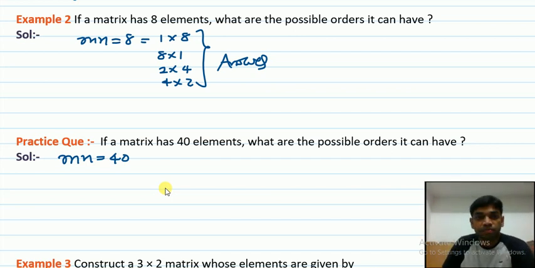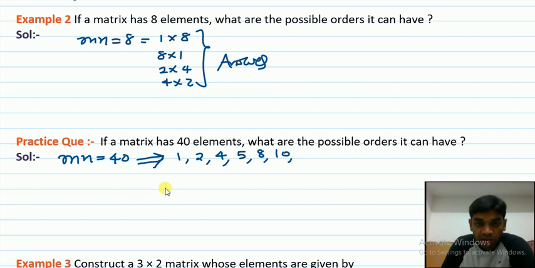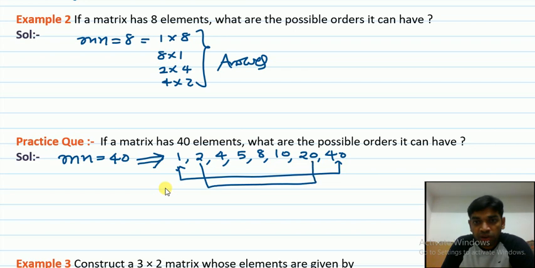So to find the answer, we can find the factors of 40. 1, yes, 2, yes, 3, no, 4, yes, 5, yes, 6, no, 7, no, 8, yes, 8 times 5 is 40, then 9, 10, yes, 10 times 4 is 40, then 12, 13, 15, 16, no, 20, directly 20 and 40. So these are the different factors. If we consider 1 and 40, we get the orders 1 into 40 and 40 into 1. If we take 2 and 20, we get 2 into 20 and 20 into 2. Then 4 and 10, and 5 and 8. So finally we get 1 into 40, 40 into 1, that is 2. 2 into 20, 20 into 2, that is again 2. 4 into 10, 10 into 4, again 2.